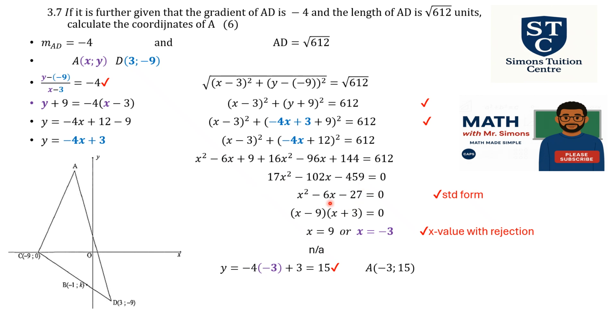Factors of 27 that add up to -6. Minus 9 plus 3 would give me -6. But minus 9 times positive 3 gives me -27. X squared can only be x and x. So if I simplify, x equals 9 or x equals -3. Now A is in the second quadrant, so x can't be positive, so therefore that answer is not applicable. We're working with x equals -3 there. So I substitute back here in y: -4 times -3 plus 3. That gives me positive 12 plus 3, which is 15. So coordinates of A there would be (-3, 15).